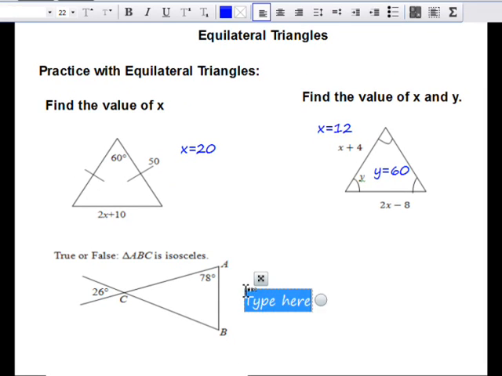This last one here, this is false. I know it's false because this is 26. And then I can use that all triangles have 180 degrees to find out that this is 76, and so that is not isosceles even though it looks like it.